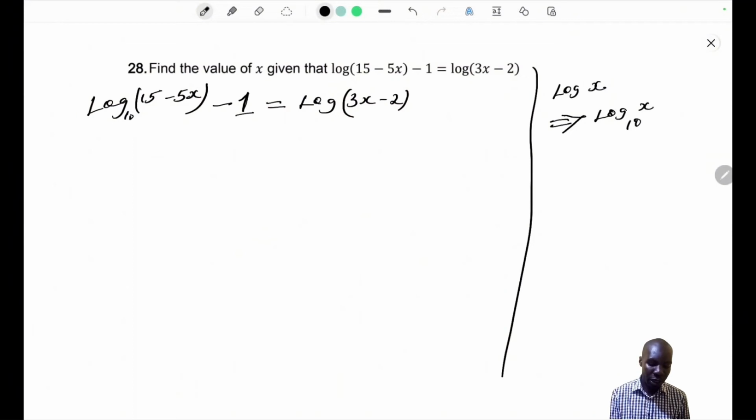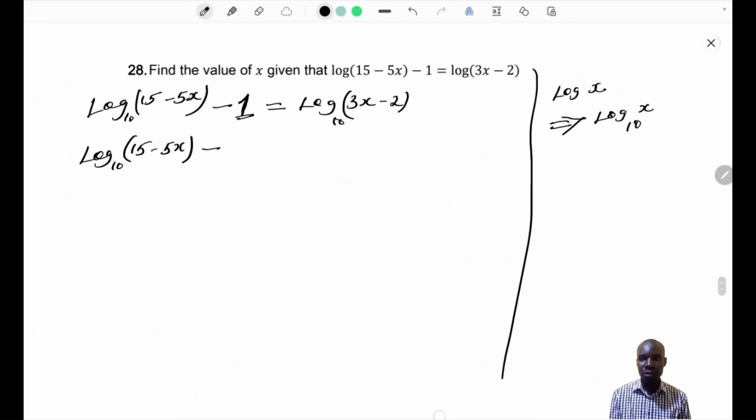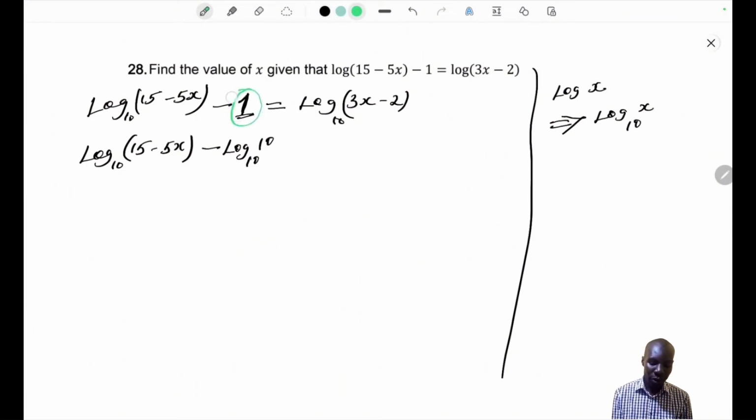So in our case here, we have got to base 10 to base 10. So we'll have log of 15 minus 5x, everything to base 10, minus 1. This one, we don't want it here. We want it to be log of something to base 10 that is going to give us 1. And we know that log of a number to its base is 1. So if we are dealing with the log to base 10, then we'll have log of 10 to base 10, which is going to give us 1. So instead of having 1 here, we say this is equivalent to log of 10 to base 10. So this is equivalent to log of 3x minus 2 to base 10.